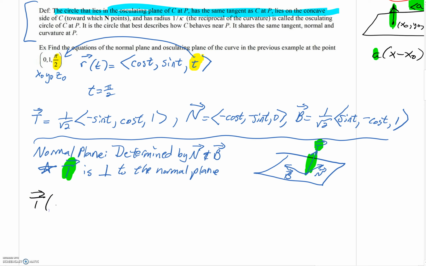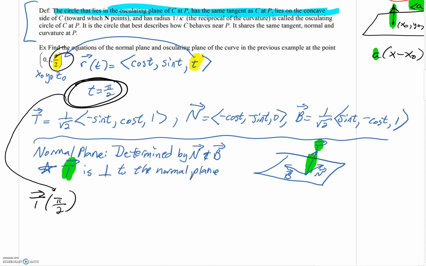So what we're going to do is more or less write the equation of this plane here, but very critically, we're going to be plugging in a t value of pi over 2. The reason we're doing that, of course, is because that's when we're at the point 0, 1, pi over 2. So if we were to come back up here, we'd get 1 over root 2 times negative sine of pi over 2, cosine of pi over 2, and 1. And of course that's going to be 1 over root 2 times negative 1, 0, and 1.